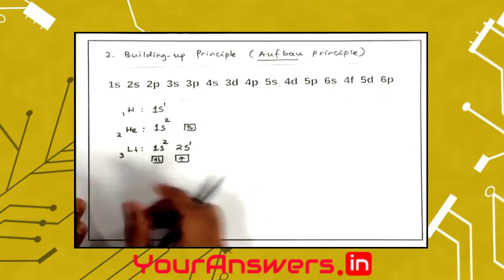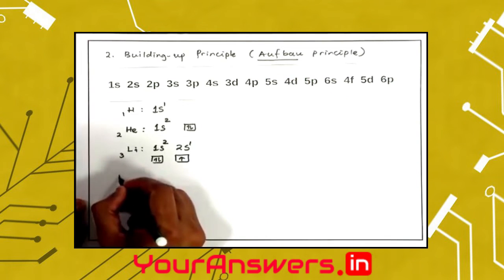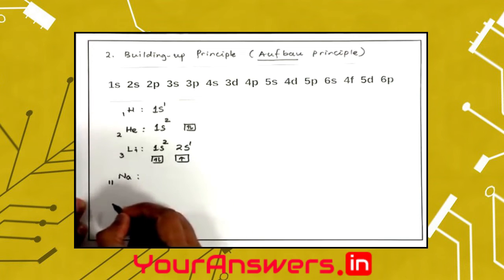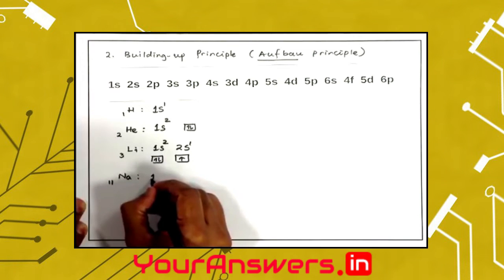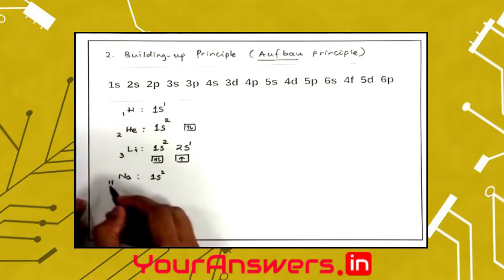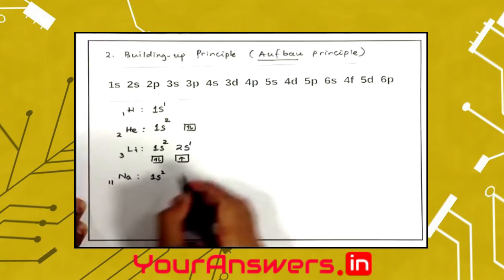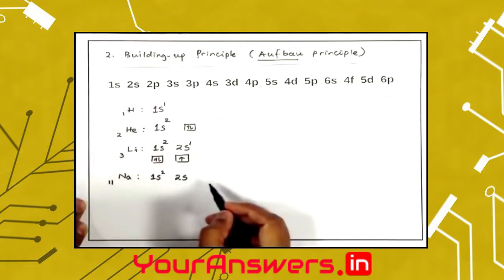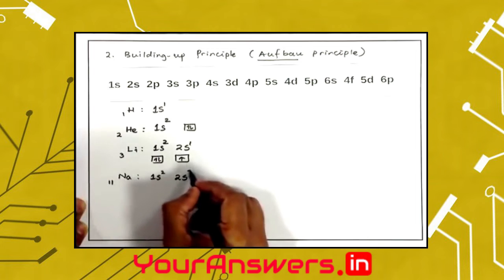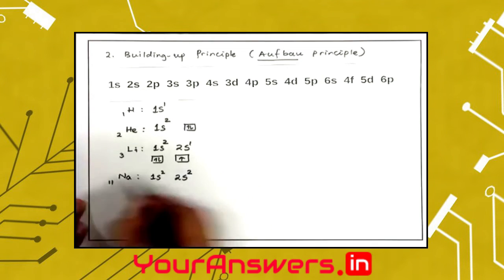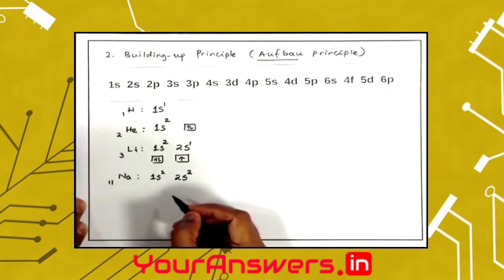Let us take one more example, that of sodium, which has 11 electrons. I will start from 1s, which can hold 2 electrons. Then I am left with 9 electrons because 2 electrons are filled. Then I go to the 2s orbital. 2s can take 2, so I gave it 2. So I am done with 4 electrons. I still have 7 electrons to take care of.